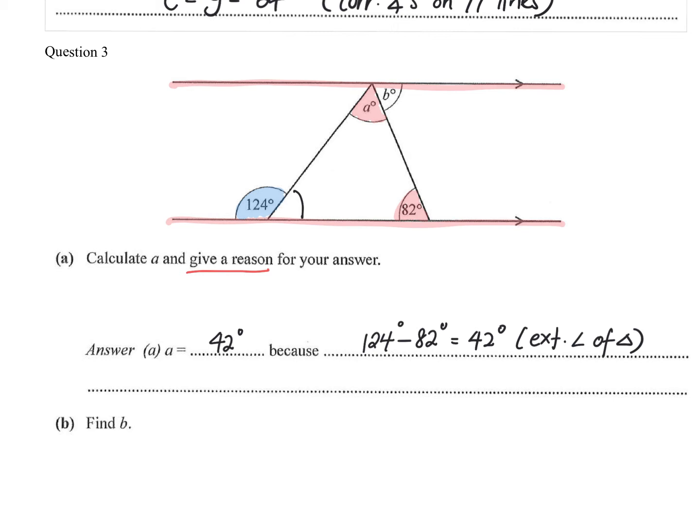Okay, and for the next question, we want angle B over here. Angle B, in this case, we can see that this is a pair of alternate angles on parallel lines. There's a letter Z down here. So this one, angle B, is simply 82 degrees by alternate angles on parallel lines. Okay, so we'll go on to the next question.